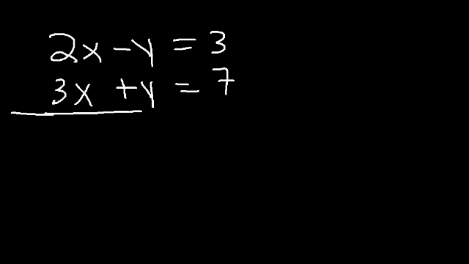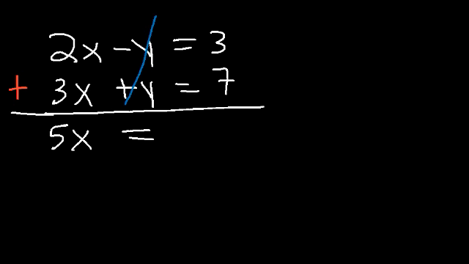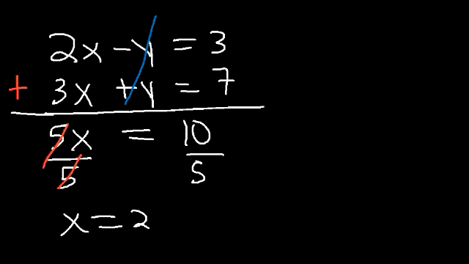Notice that if we simply add the two equations, the y variable will cancel. 2x plus 3x is 5x. Negative y plus y is 0, so they simply disappear. And 3 plus 7 is 10. So now what we need to do is divide both sides by 5. 10 divided by 5 is 2. So now we have the x value of 2.